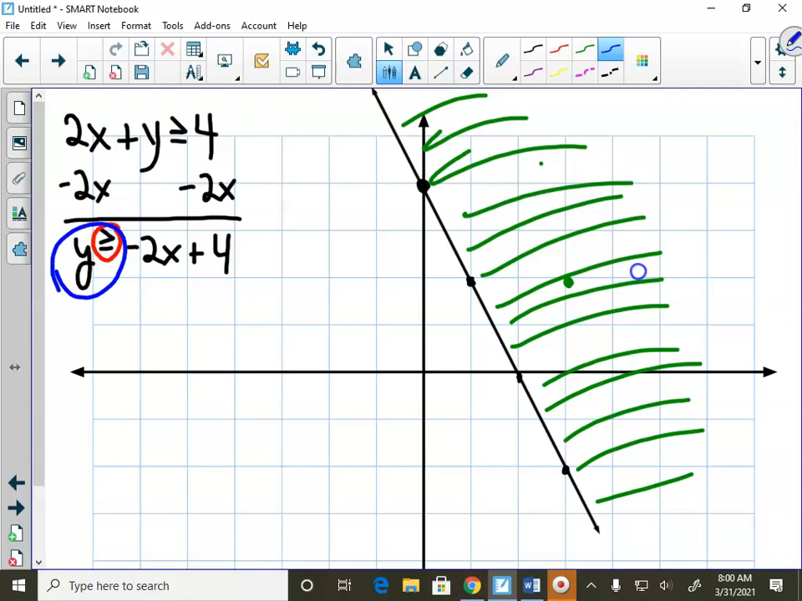Once you have this in slope-intercept form, all you need to look at is this, where it says y is greater than or equal to. Well, if y is greater than or equal to, I need to find a value of y that's greater than where my line crosses the y-axis. So my line crosses the y-axis here. So any of these values here above this line are going to make the statement true. So y is greater means I would shade all of this stuff above the line.